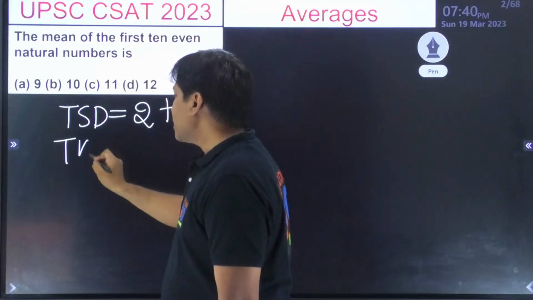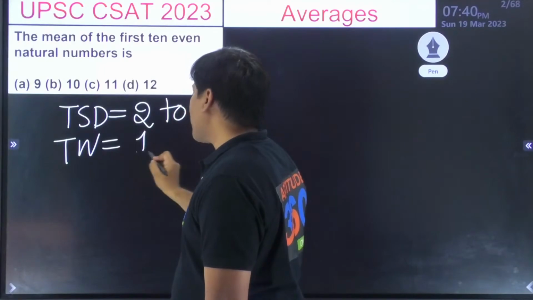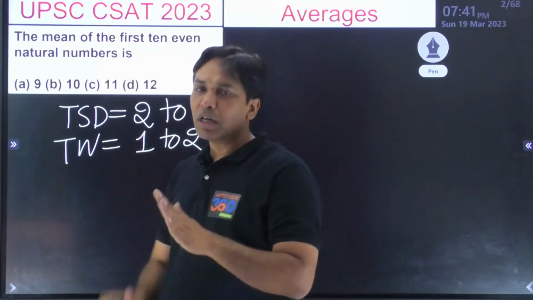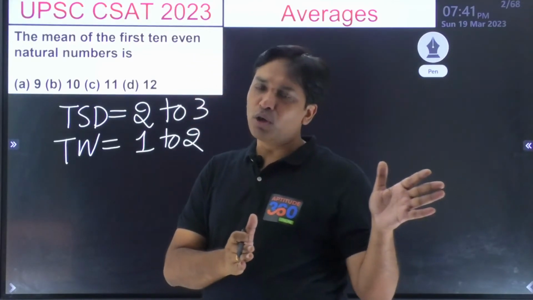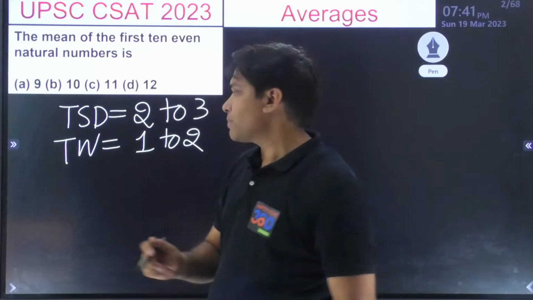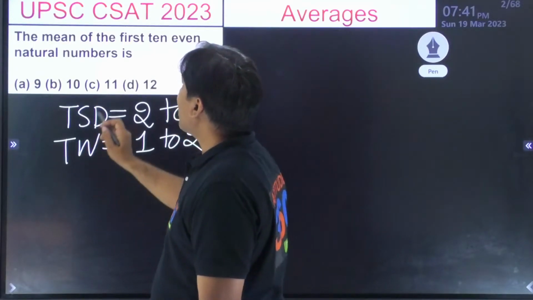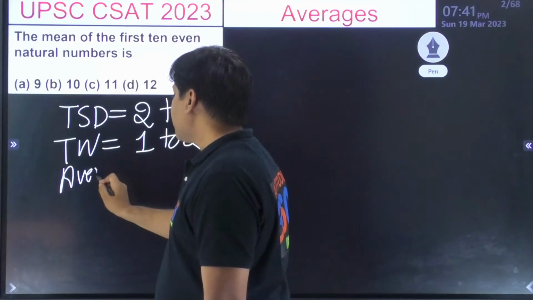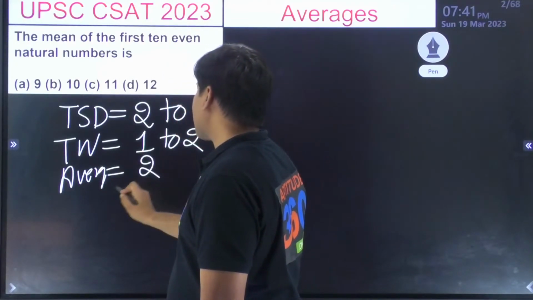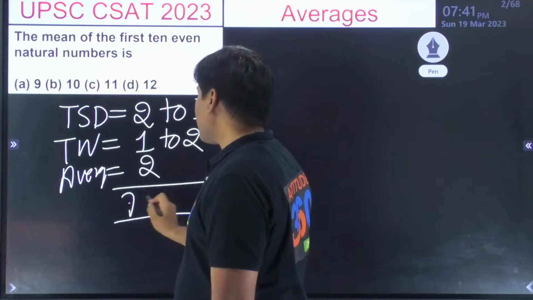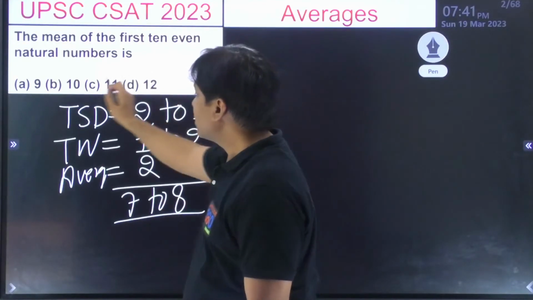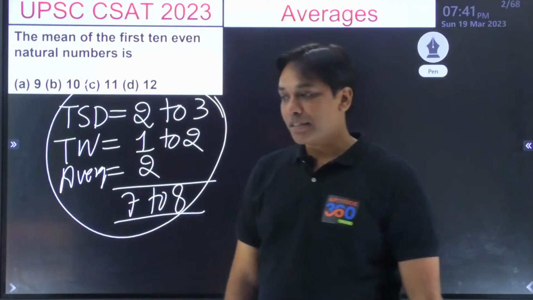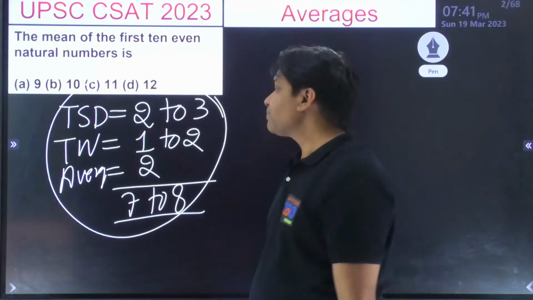Time and work, you will be having very close to 1 to 2 problems. My expectation is they should give you 2 problems from time and work, including the concept of negative work, which is pipes and cisterns. And then you should also be getting averages. From averages, you should be getting 2 problems at least. So what is that I'm talking about? I'm talking about 7 to 8 questions. And 7 to 8 questions, if you see, is 10% of the entire syllabus from these 3 topics, isn't it?